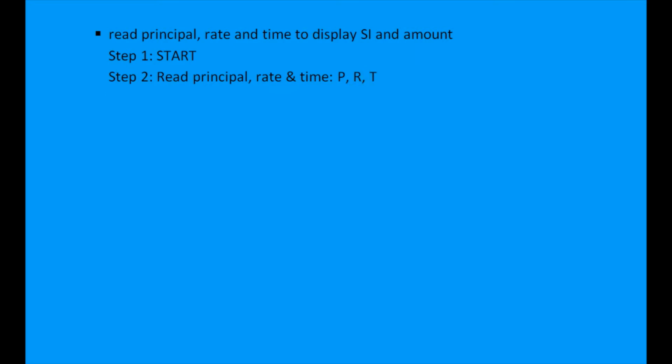And the next one is step 3, not read but simple interest equals bracket p t r divided by 100. Now step 4, that is printing the amount, is equal to si plus p.